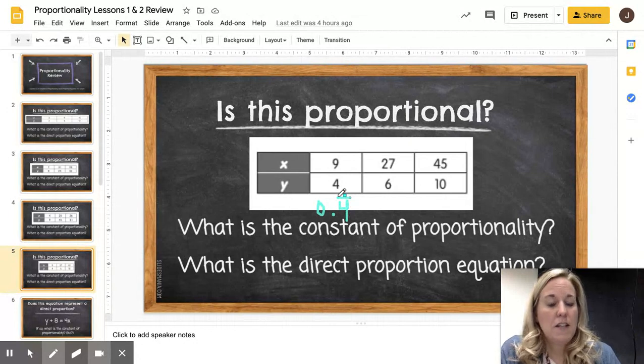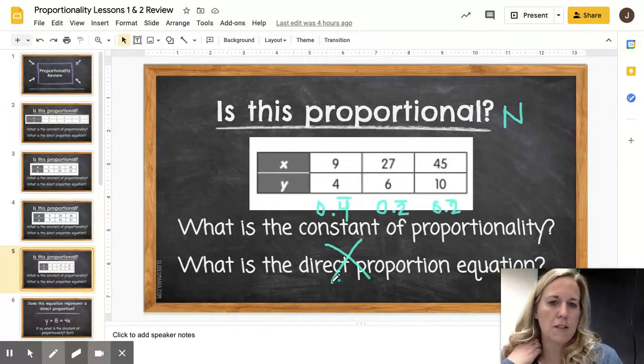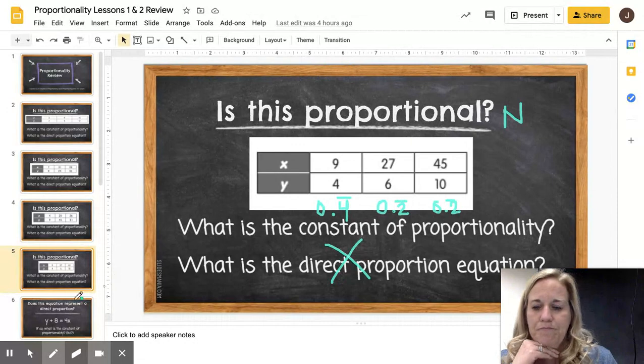All right, now I have 6 and 27. So 6 divided by 27. Oh, that gives me 0.2 repeating. And as soon as I find out it's different, I really could stop, but I'm going to answer the last one. 10 divided by 45. That gives me 0.2 repeating. So 2 of them are the same, but one of them is different, which means no, this is not proportional. So I can't answer these other 2 questions because it's not a proportional relationship.